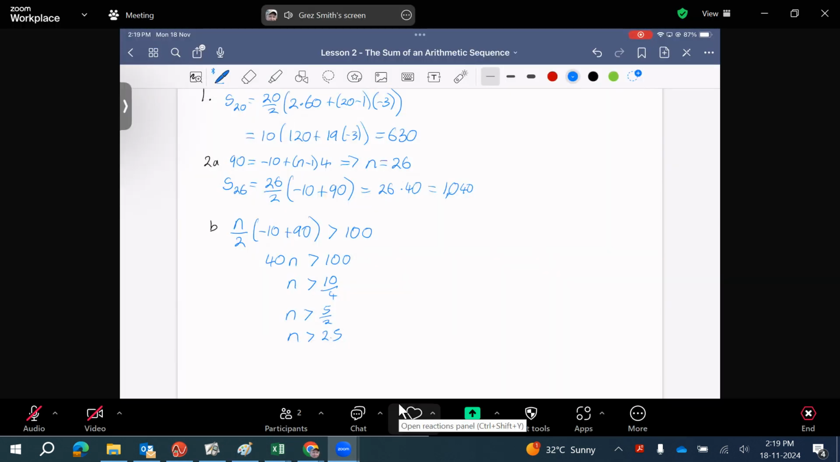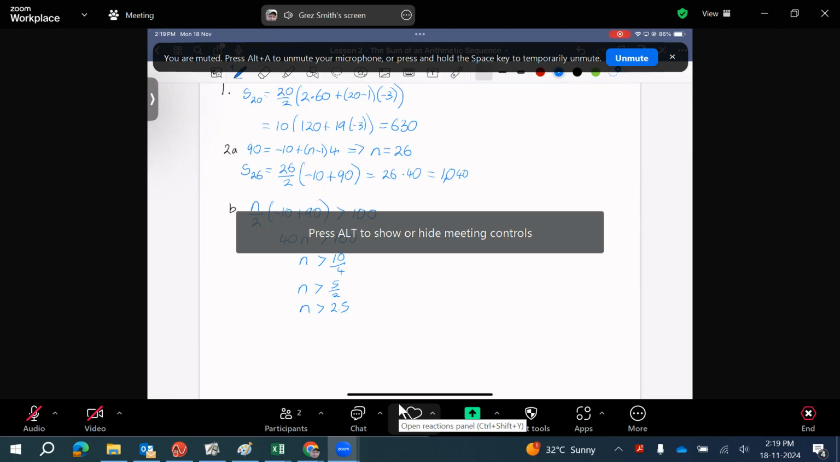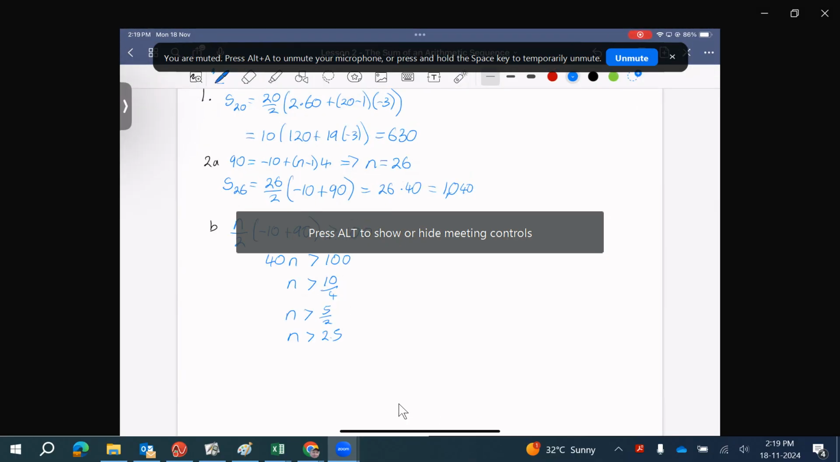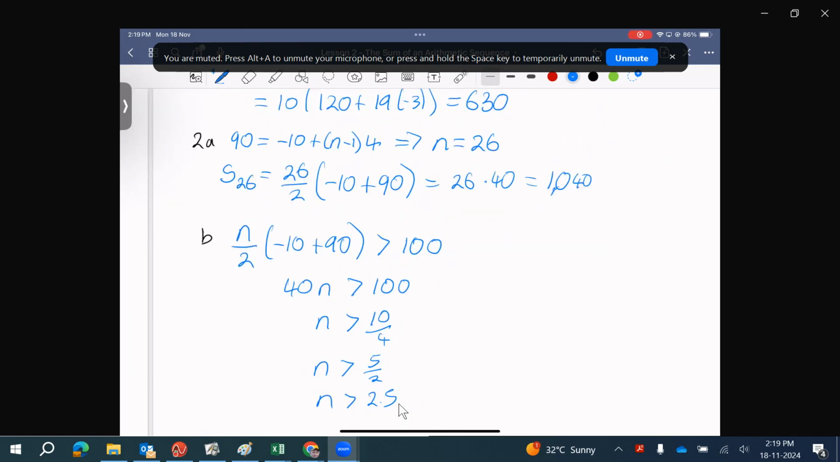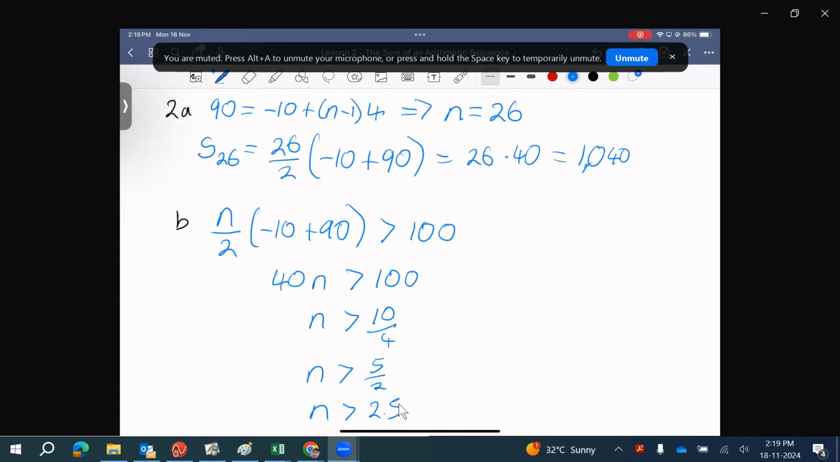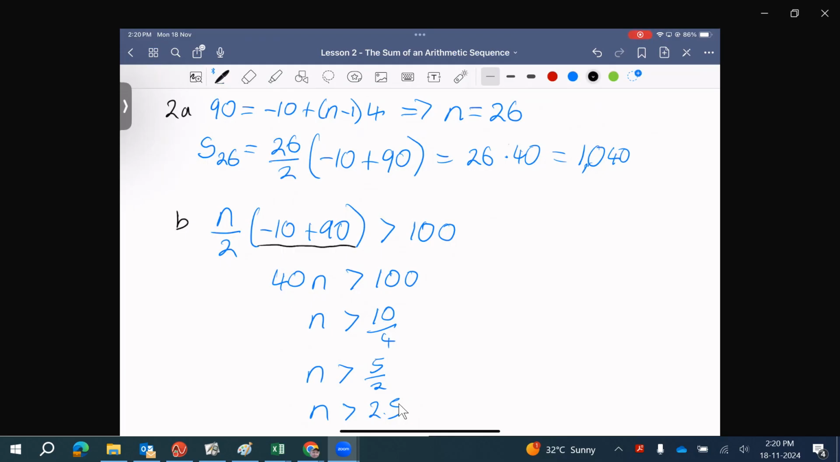All right, let's have a look. I've made a bit of a huge error here in this one. I'm trying to figure out how many terms in the sequence so that the sum is greater than 100. But I can't use this version of the formula, because this version assumes we have 26 terms in the sequence, like the one above. That's where it's going wrong.